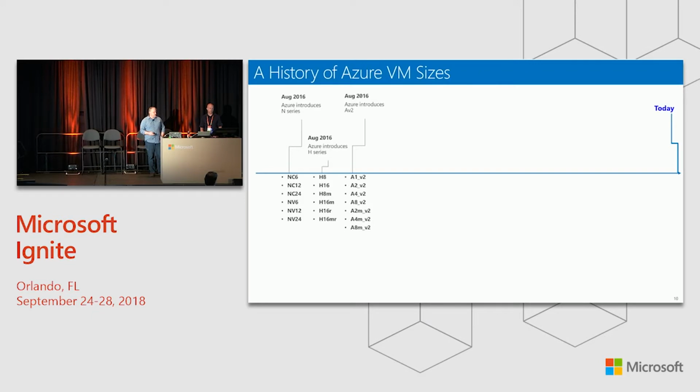AV2 was launched in August of 2016 as well, and AV2 was really about taking the basic A size, the original A size, and moving that forward to SSD. At this point in time, we were buying a very limited amount of hardware that would have traditional hard drives in it. We really wanted to move that to SSD, because that's honestly what was being purchased, and it was a cheaper overall price point at that time.